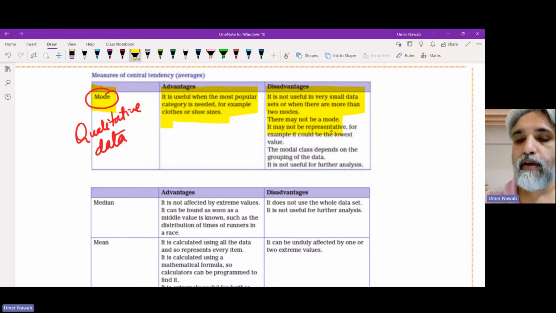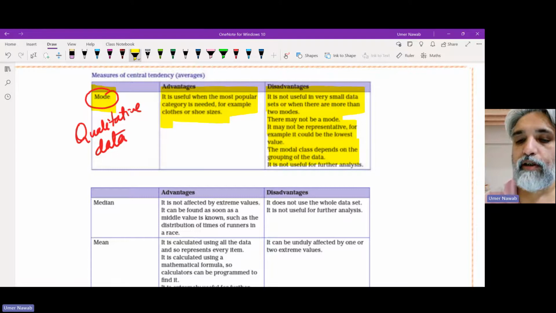It may not be representative. For example, it could be the lowest value. If I give you a big data set and the lowest values are repeating most frequently, how can I say that the lowest value is the mod? Because the average is always the central value, it cannot be the extreme value.